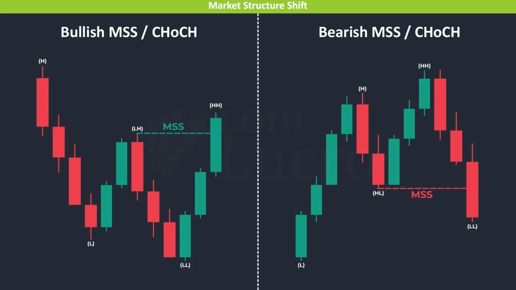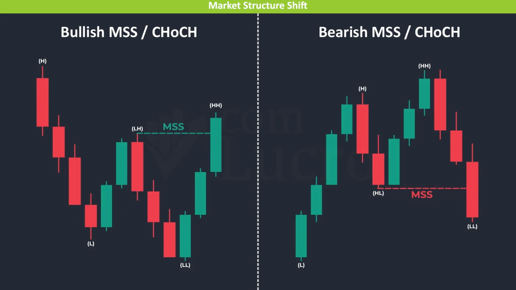Next, let us talk about market structure shift, because this is the confirmation step of the turtle soup strategy. The sweep shows intent, but structure tells you whether that intent is being accepted by price. A market structure shift helps identify a potential change in direction. It shows when the previous control in the market starts to weaken and a new short-term bias begins to form.